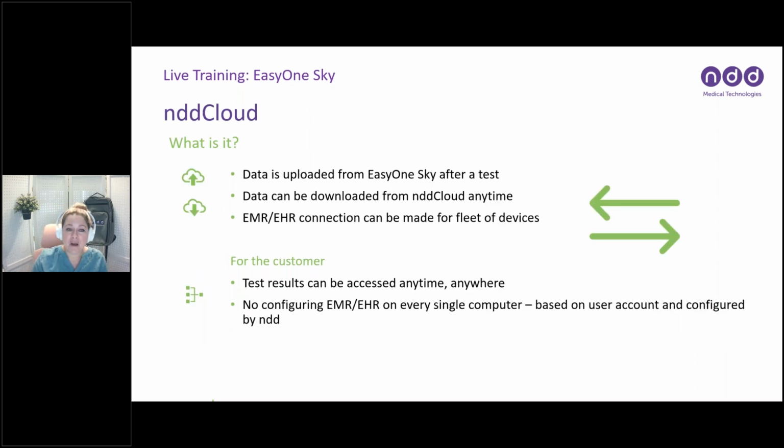Data is uploaded from the EasyOne Sky after a test or the next time you're online and connected to the cloud. It can be downloaded anytime from the NDD cloud. And EMR, EHR connections can be made for a fleet of devices. You'll see that this device is really at its best when it's fully integrated with an EMR, EHR system. Again, for the customer, test results can be accessed anytime, anywhere, and there's no configuring the EMR integration on a single computer. It's based on user accounts and defined by NDD.